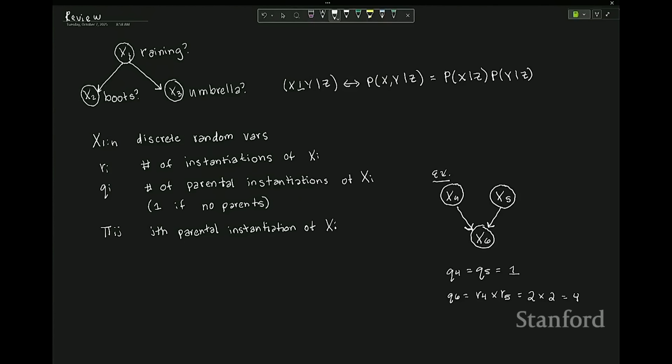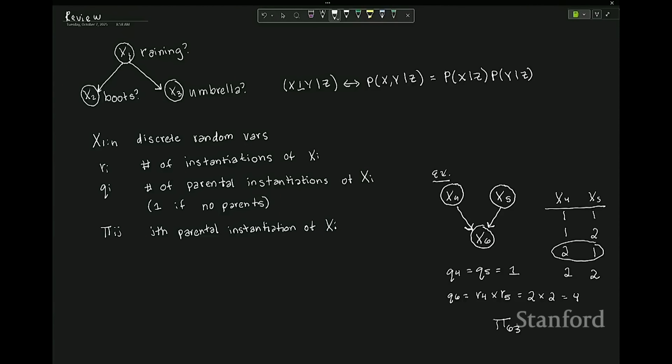So if we look at what the different parental instantiations here could be, we have x4 and x5, and we're going to say they could both be 1, one could be 1 and one could be 2, and then both could be 2. So there are 4 of these, so if we had pi 6, 3, that's going to be this row right here. This is the third parental instantiation of node 6.